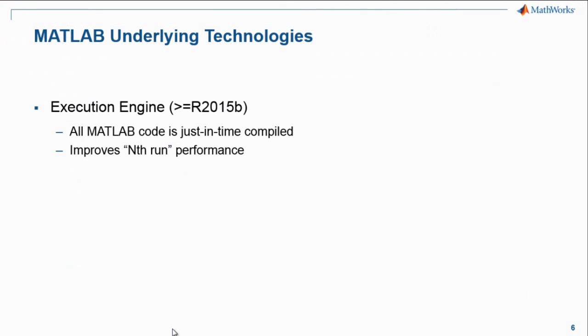So what's going on under the hood here? Starting in MATLAB R2015B, there's a new execution engine for the MATLAB language. When you run it, all MATLAB code is just-in-time compiled. And we say that this improves the nth run performance. So on the first time you run something, you might notice it being a little bit slower than the subsequent time. And that's because the first time through it's doing this just-in-time compilation, and on the second pass it can use those compiled instructions from the first run.